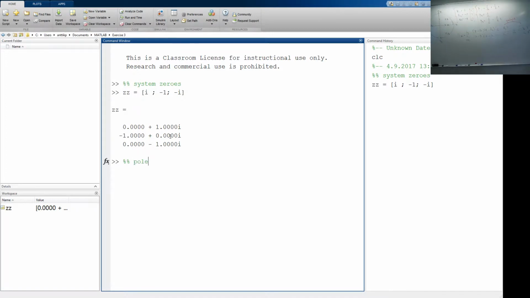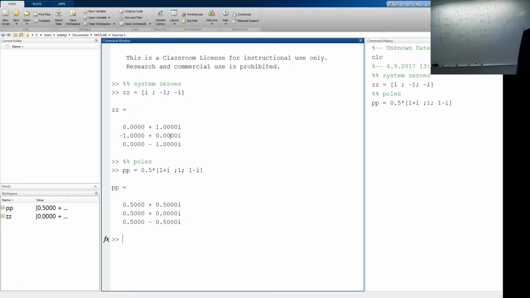Poles, it has a common multiplier times 1 plus i, 1 minus i. Right, yeah. Those are the coordinates, complex coordinates of the zeros and poles. No magic.